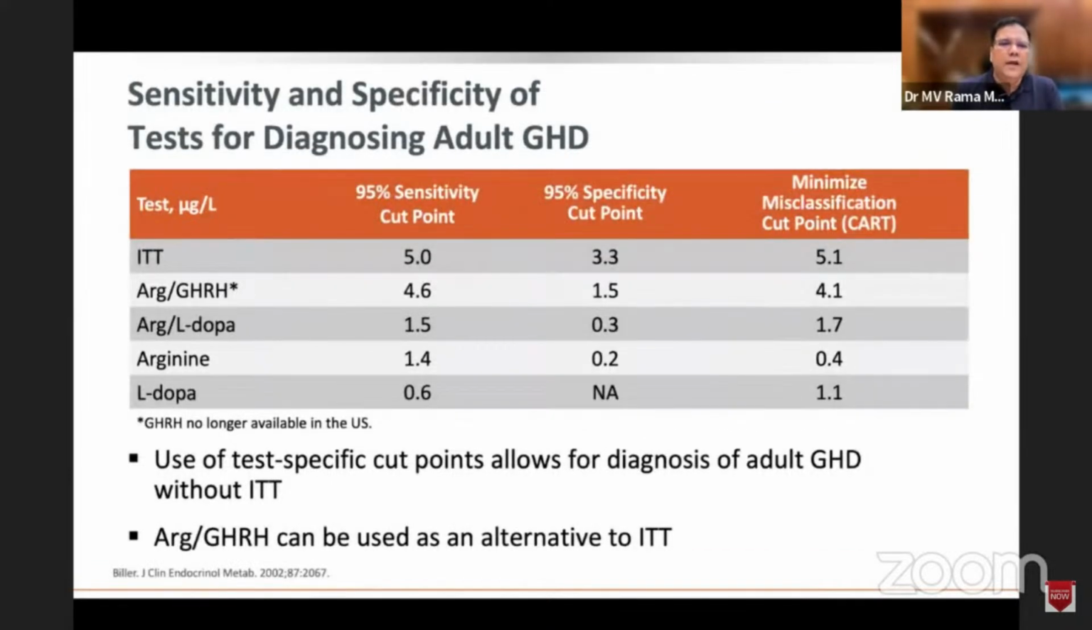So we have different tests available for growth hormone deficiency in adults. We have stimulation tests, called growth hormone stimulation tests, such as the insulin tolerance test, arginine GHRH test, that is the growth hormone releasing hormone test, and the other is arginine and L-dopa. These tests have different cutoff points for diagnosis of adult growth hormone deficiency. Generally, we are not doing the ITT because it is cumbersome and the patient goes into hypoglycemia. The commonly done test is the arginine growth hormone releasing hormone test.